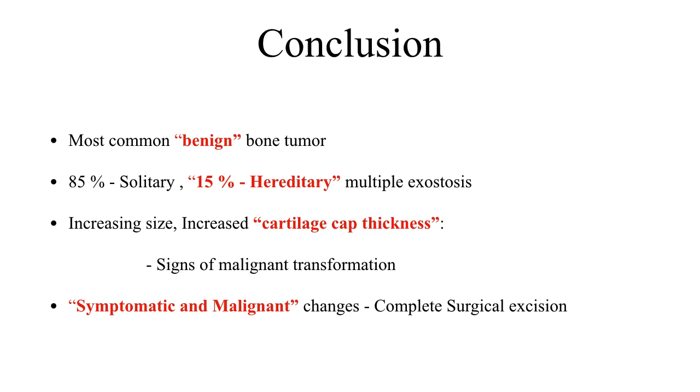So to conclude, osteochondroma or exostosis is the most common benign bone tumor. 85% of these tumors are solitary and 15% are multiple, which is involved in hereditary multiple exostosis. And this is important because the malignant transformation in this 15% is nearly 20%.